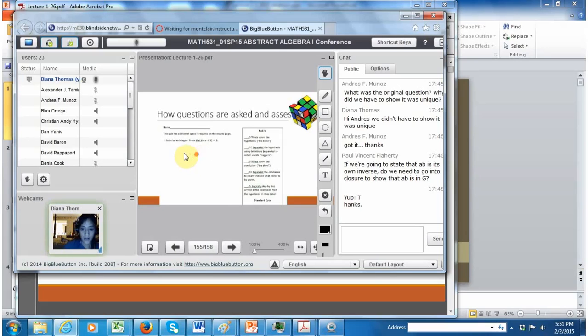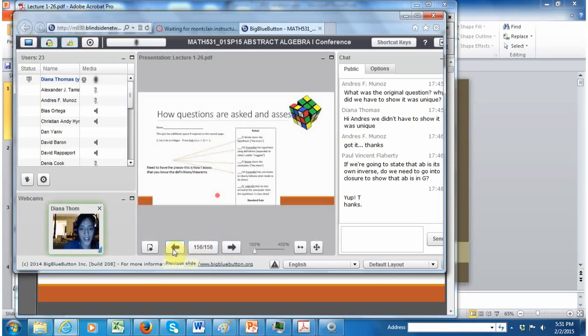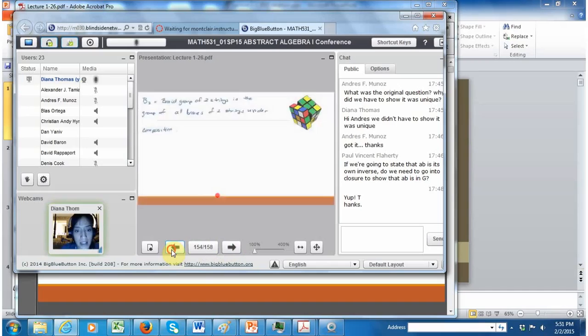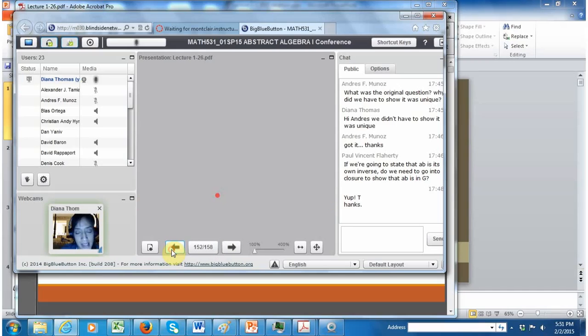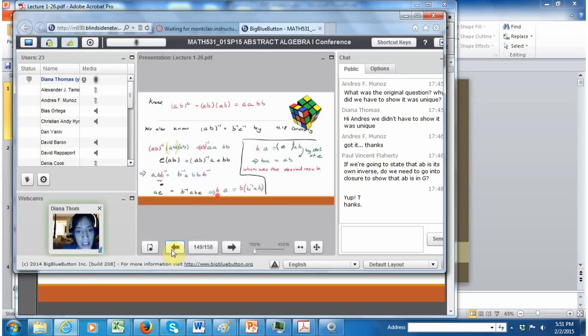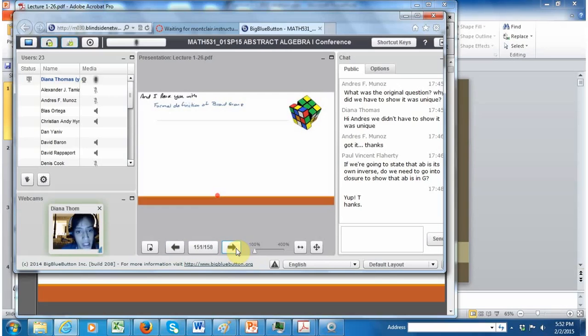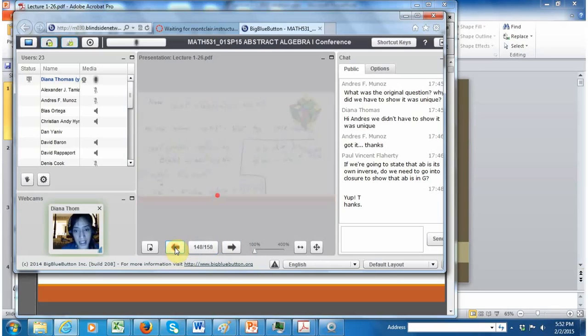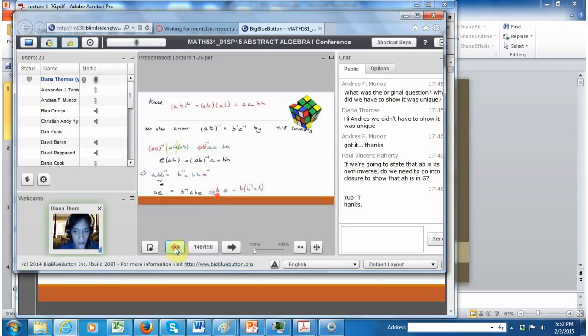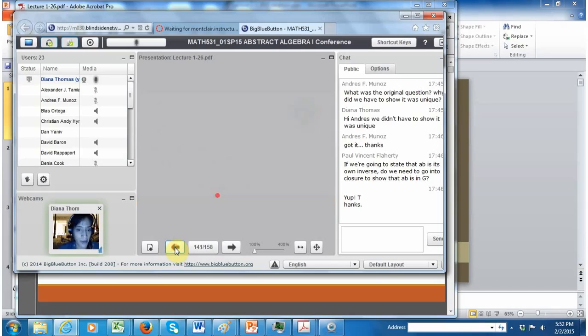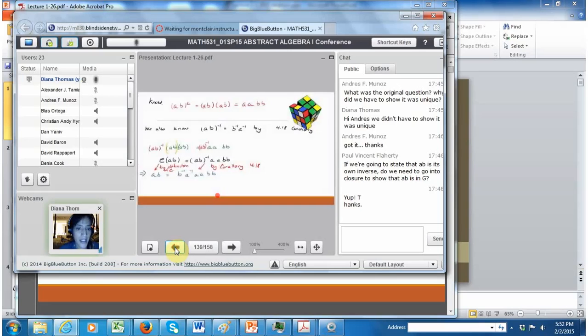Okay, if there's no questions, I did have a couple more examples here, and I did leave at the end a formal definition of a braid group. So if you're interested in looking at that, it has a little bit to do with topology. So only if you're interested in what the formal definition would be, go ahead and take a look at that.